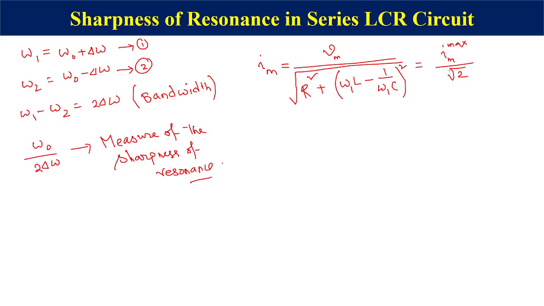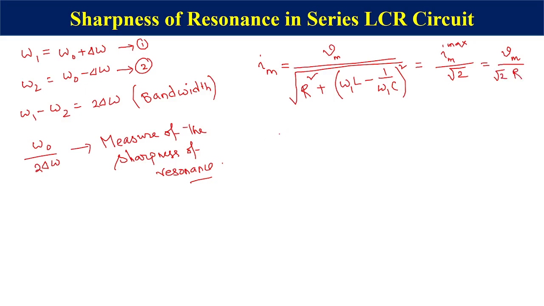All right, and if it is so, what is Im max? Im max is the maximum value of the current, which is obtained at the resonance condition, and at resonance the value of the current is given by Vm by R. So it is Vm by square root of 2 into R.